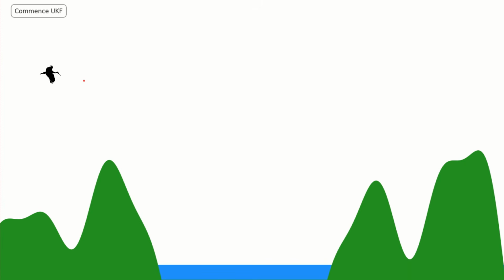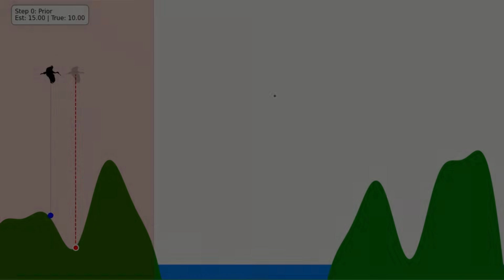Bear in mind that the speed isn't perfectly constant because of wind or maybe the bird is getting tired, and the same goes for the height measurements. We have some noise in our measurement sensor. All right, let's start estimating where the bird is.